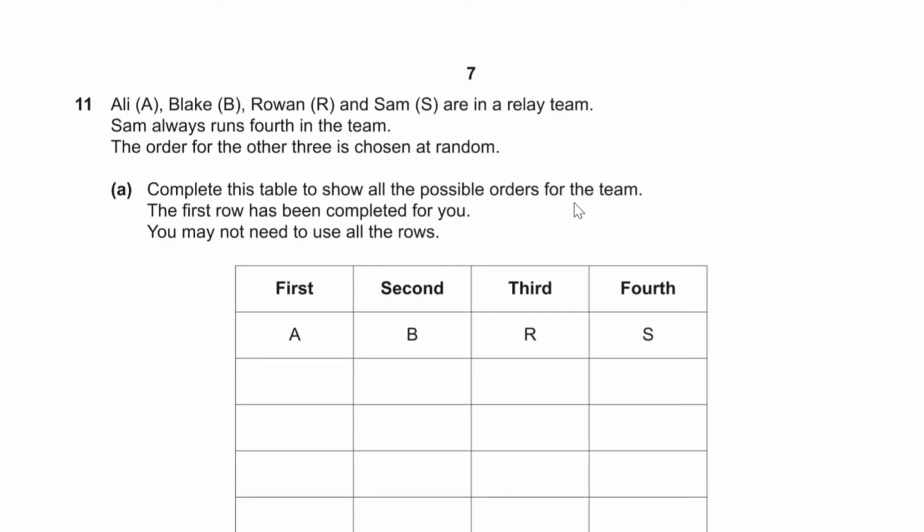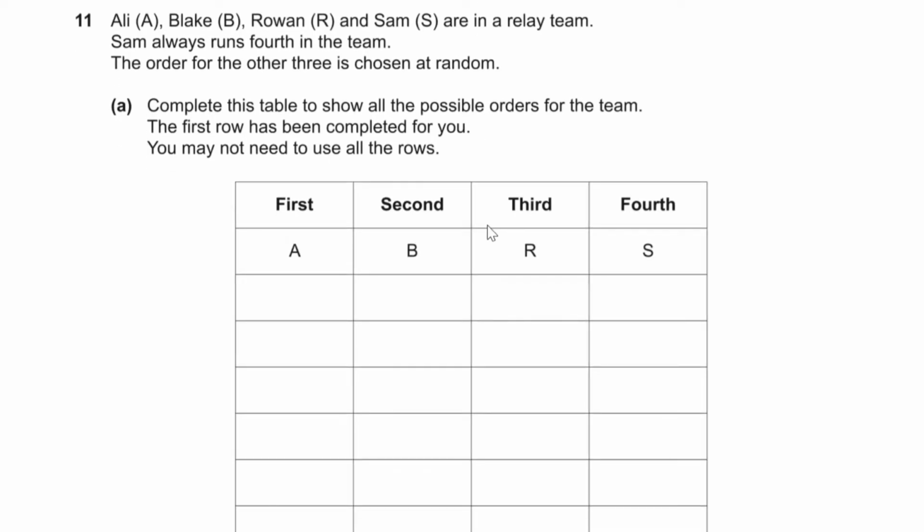Question number 11. Ali, Blake, Rowan and Sam are in a relay team. Sam always runs fourth in the team. The order for the other 3 is chosen at random. For part A, we have to complete this table to show all the possible orders for the team. The first row has been completed for you. So Sam always goes fourth. That's quite important.